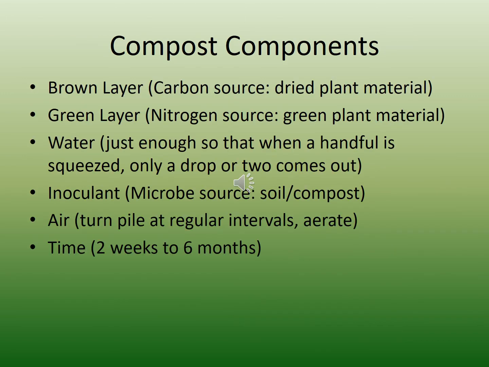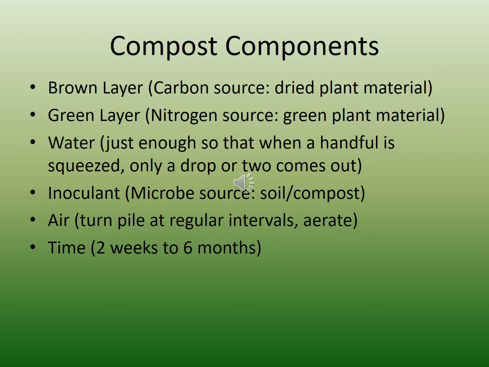The basic components of a compost pile: you have brown material, that's plant material that is dried, brownish. Green material, and that is green plant material. It's fresh. That's the nitrogen source. There's a lot of nitrogen in green, fresh material. And the brown material is a carbon source.